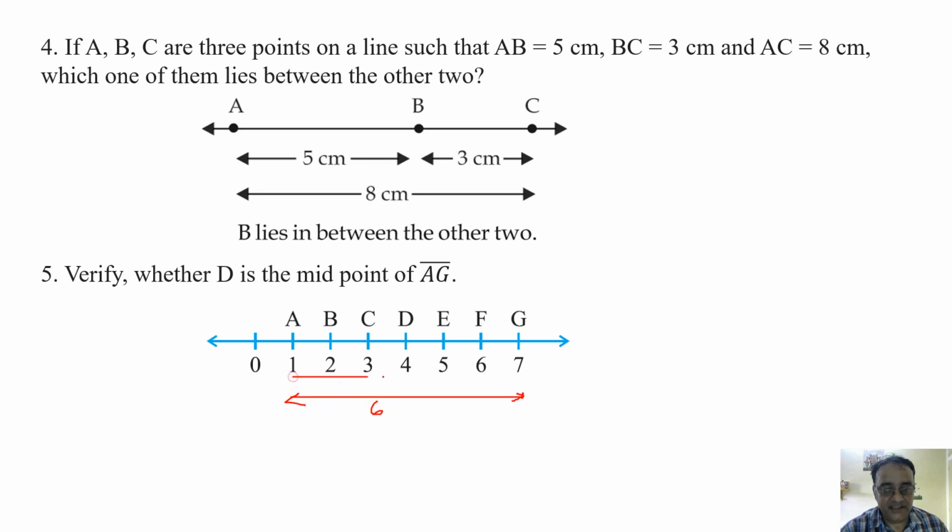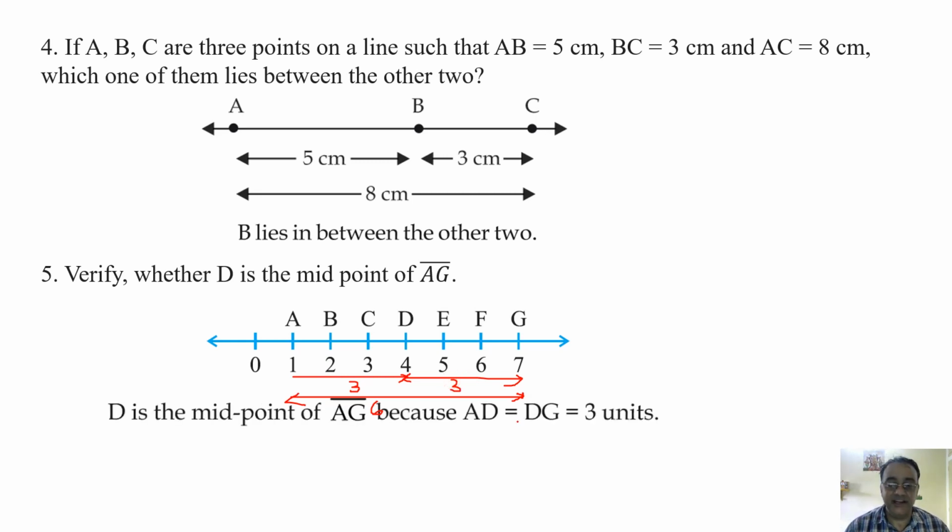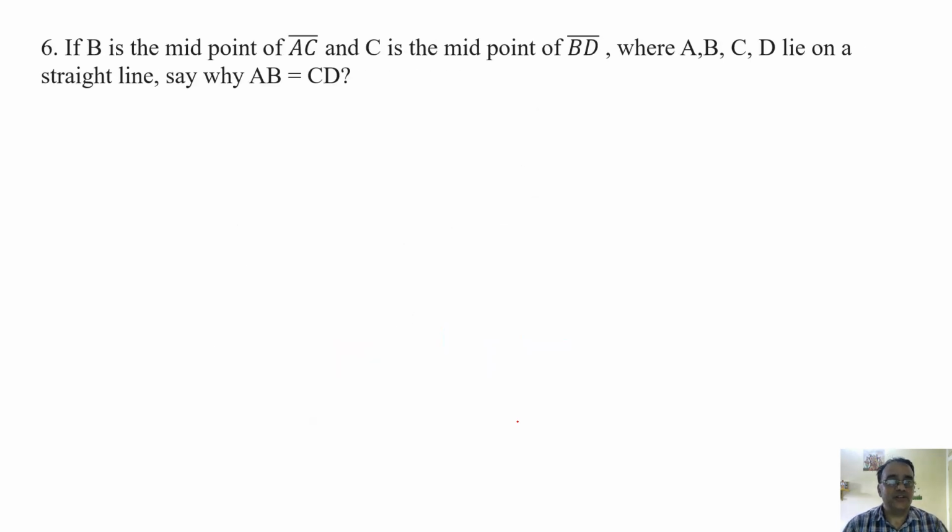अब A से D तक 3 और D से G तक भी 3 आ रहा है. देखो 1 2 3. So 3 plus 3 is equal to 6. That means D is the midpoint of AG, because AD is equal to DG is equal to 3 units. Any doubt in this question? No, sir. Okay. Right. Now we are moving toward question number 6.